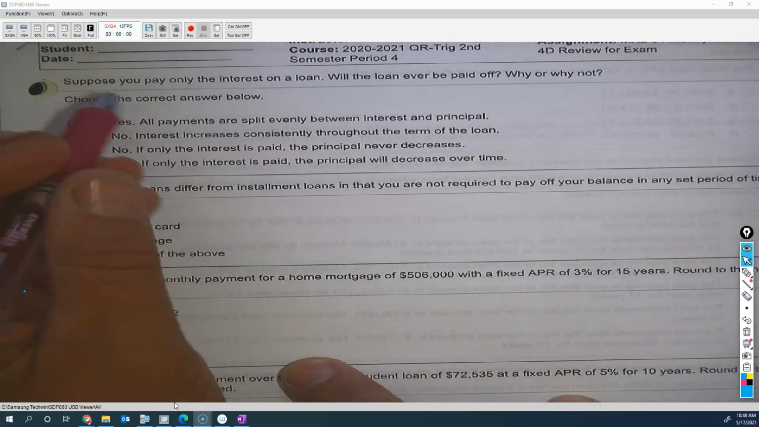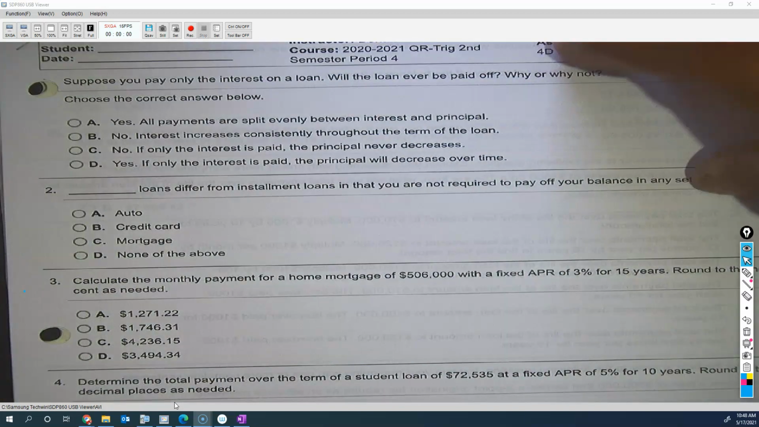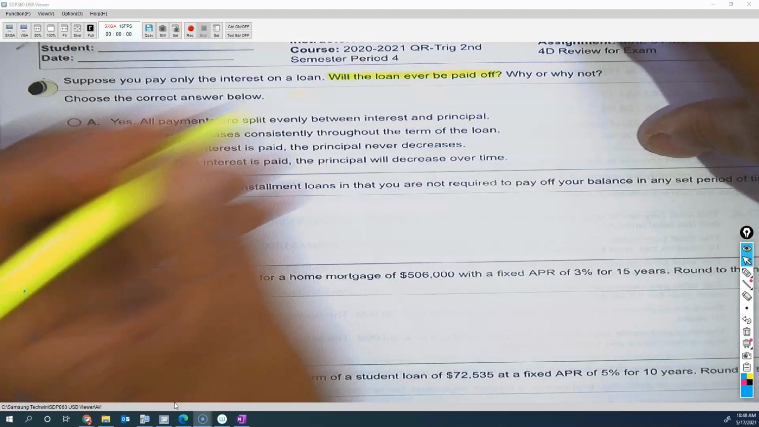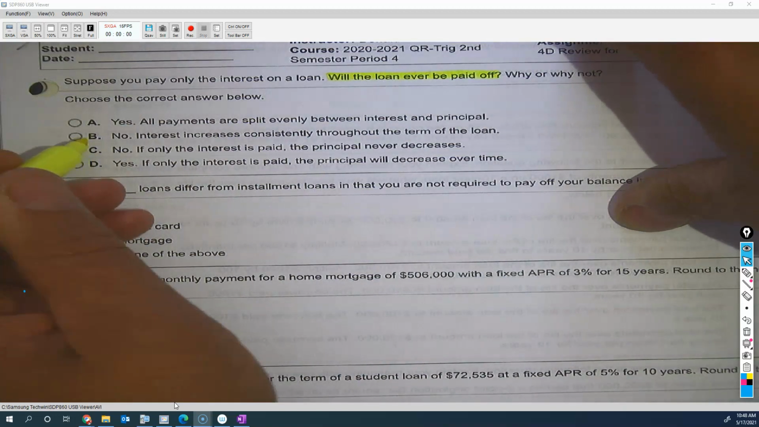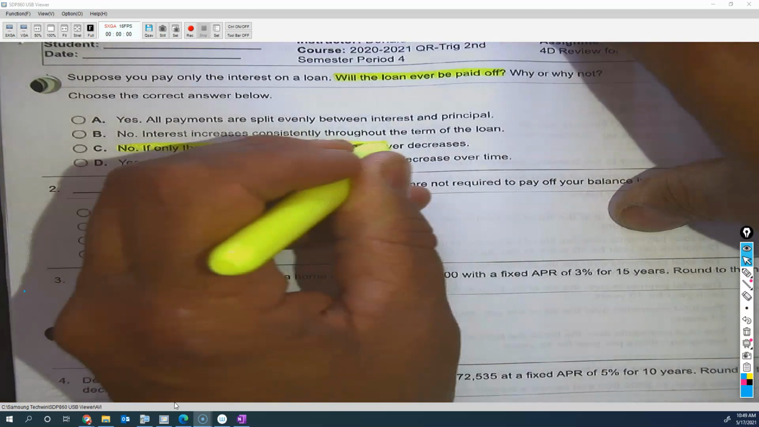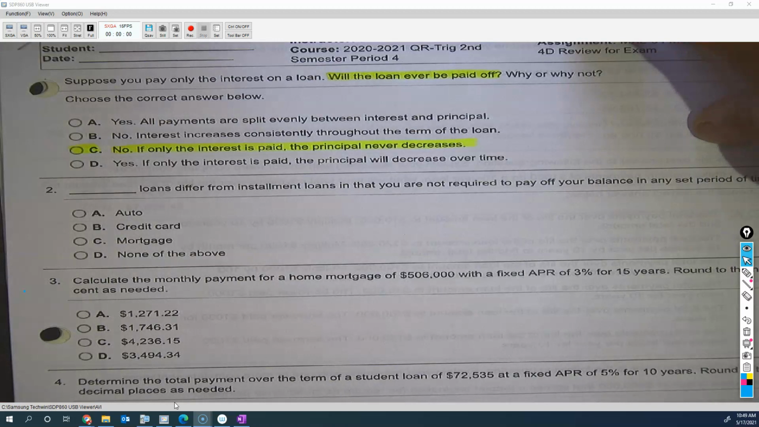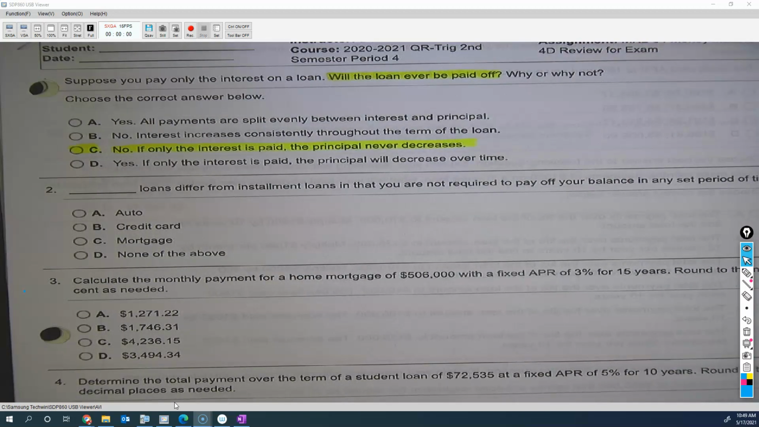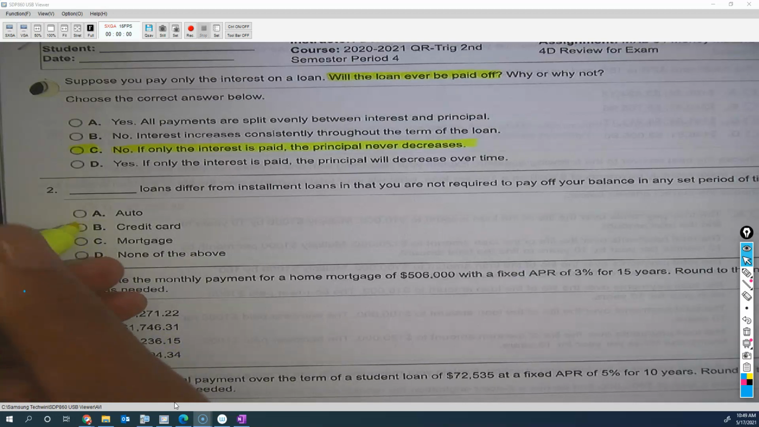So it says, suppose you pay only interest on a loan. Will the loan ever be paid off? Why or why not? Caleb? Yep. So the interest is paid, but the loan will never decrease. Okay? Open-ended loans differ from installment loans in that you are not required to pay off your balance in any set period of time. Credit cards, right.